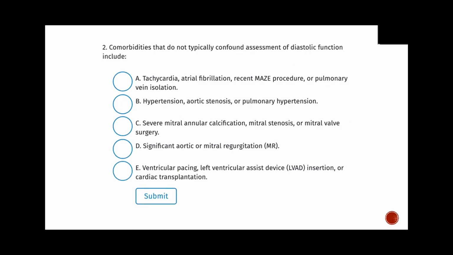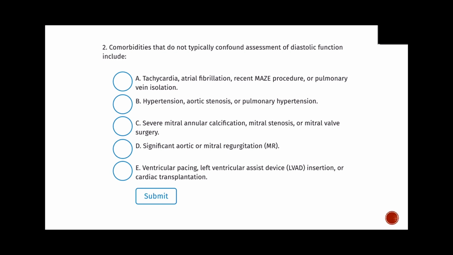All right. So let's go over some questions to hammer this home. So comorbidities that do not typically confound assessment of diastolic dysfunction include: tachycardia, AFib, or recent Maze procedure or pulmonary vein isolation. Hypertension, aortic stenosis, or pulmonary hypertension. Severe mitral calcification, stenosis, or recent mitral valve surgery. Significant aortic or mitral regurgitation, or ventricular pacing, LVADs, cardiac transplantations. Which of these patient populations would you be able to use diastolic dysfunction?